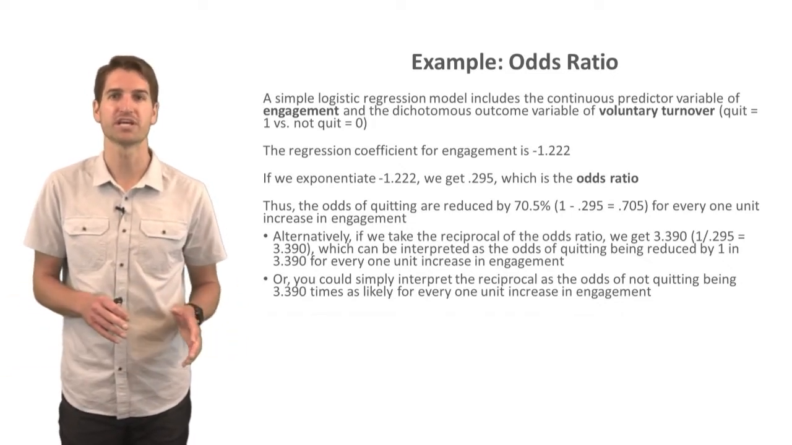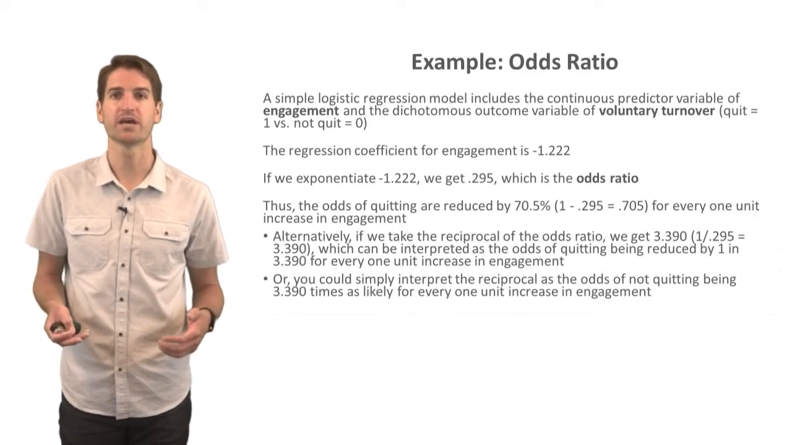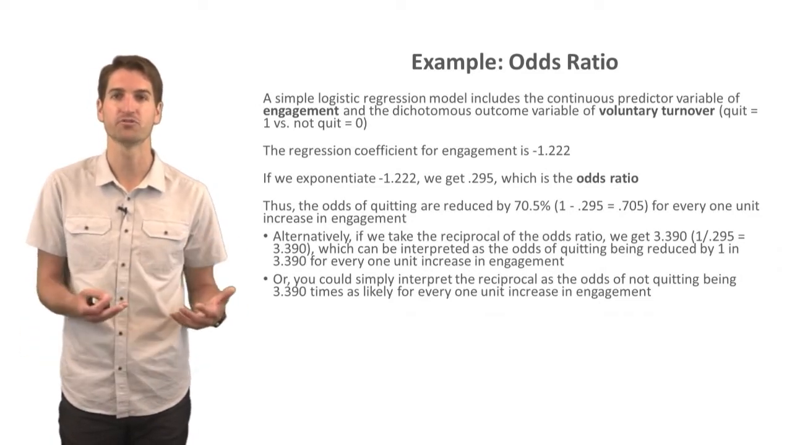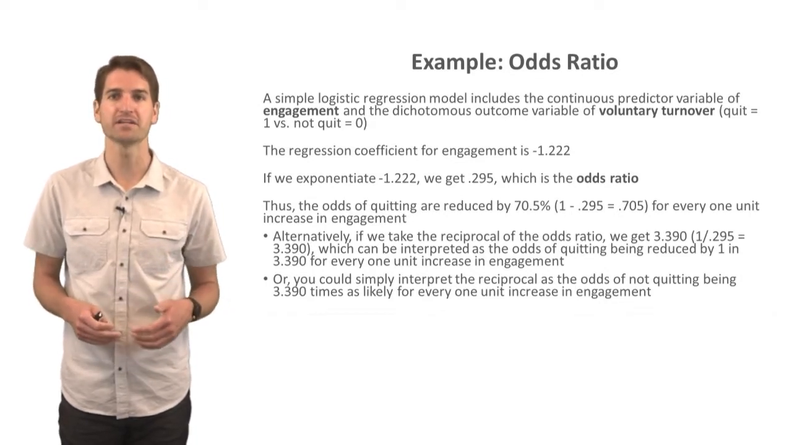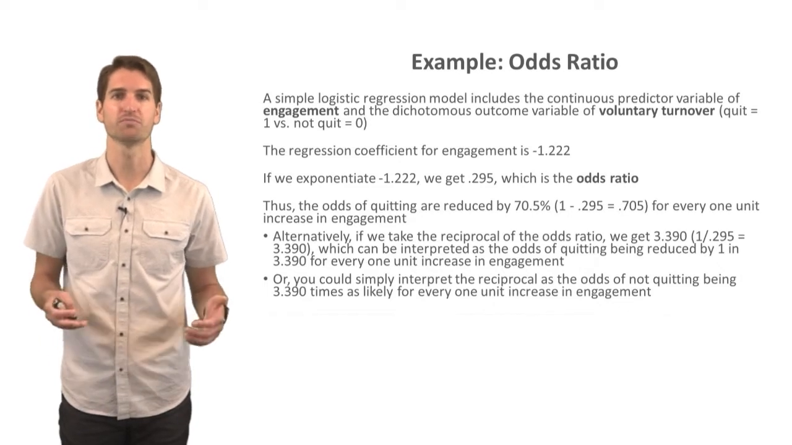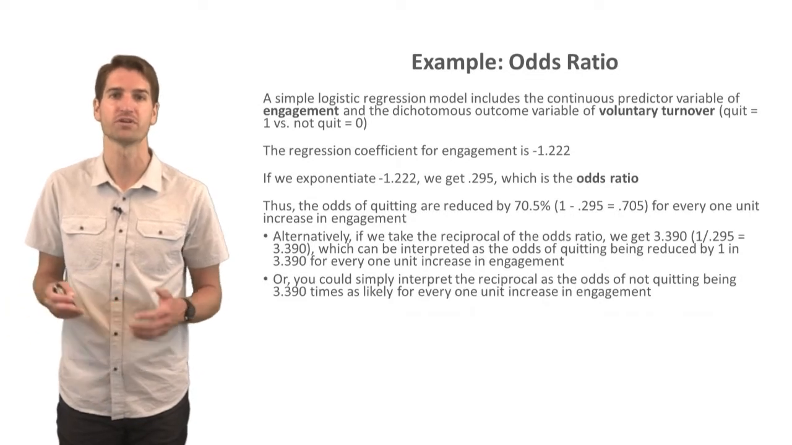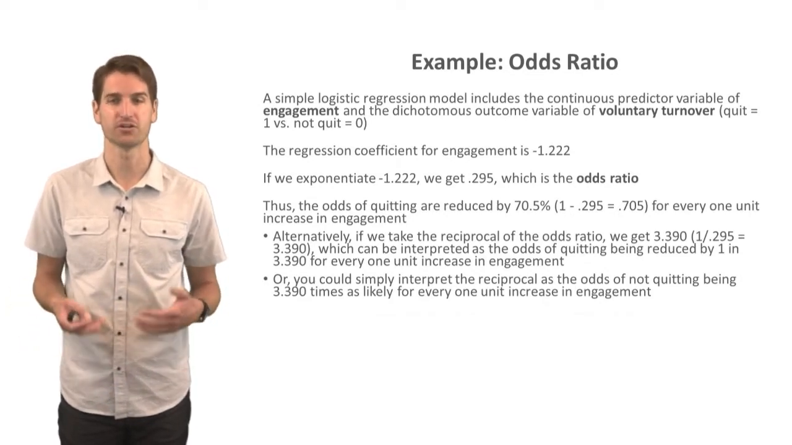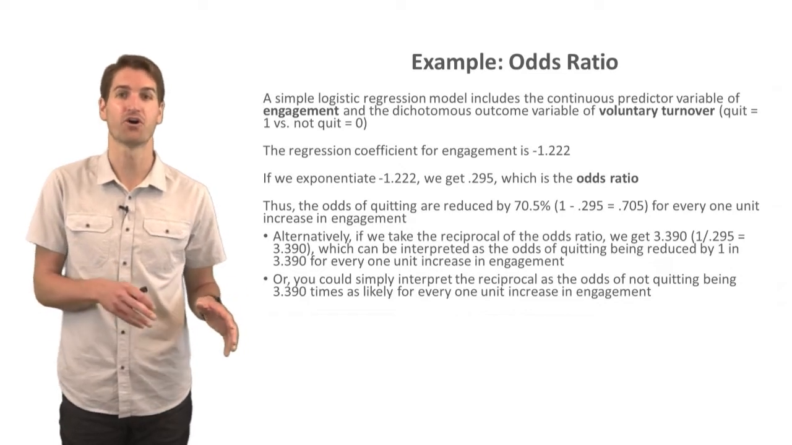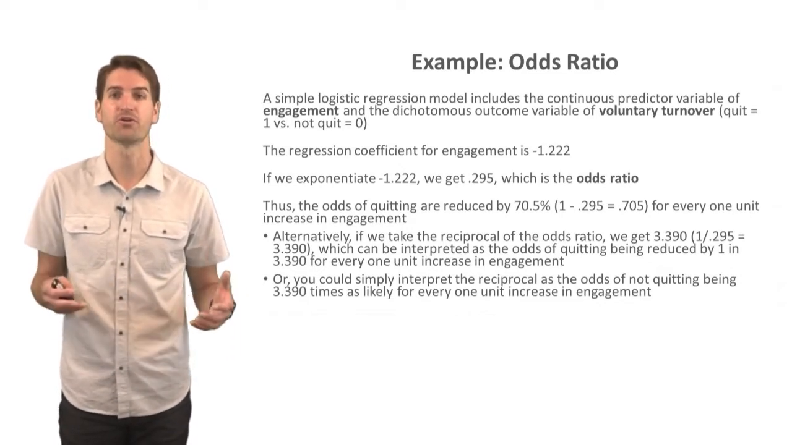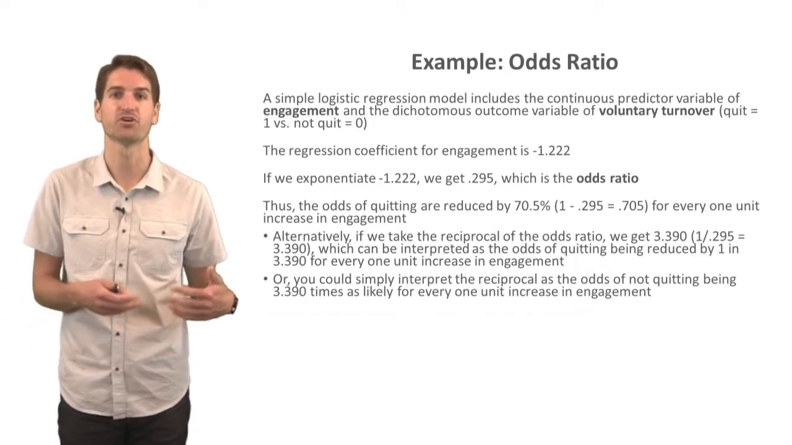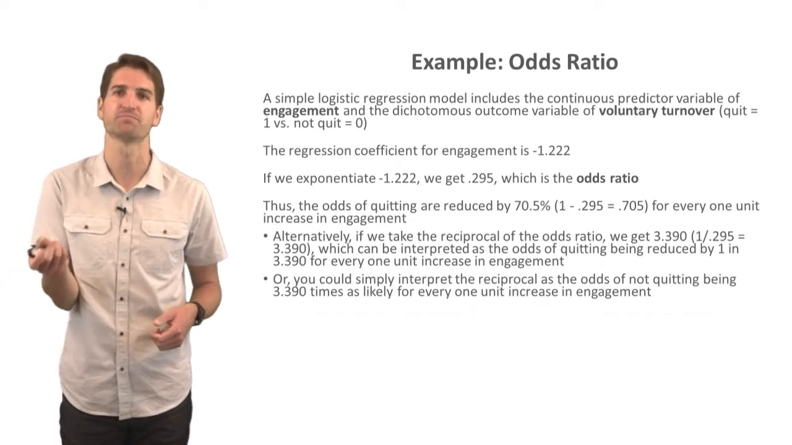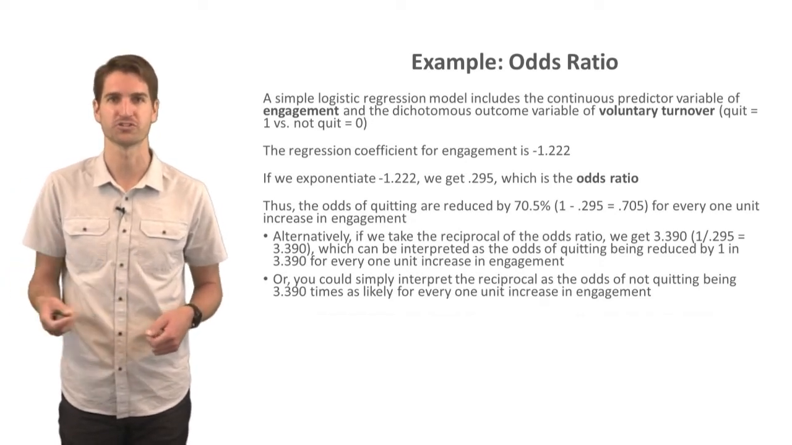Now, alternatively, if we take the reciprocal of this odds ratio, we get 3.390. And to review, a reciprocal simply means taking 1 divided by that value. So 1 divided by 0.295 equals 3.390, which can be interpreted as the odds of quitting being reduced by 1 in 3.390 for every 1 unit increase in engagement. Finally, you could also simply interpret the reciprocal as the odds of not quitting being 3.390 times as likely for every 1 unit increase in engagement. So we've just flipped the dichotomous variable there for interpretation purposes.